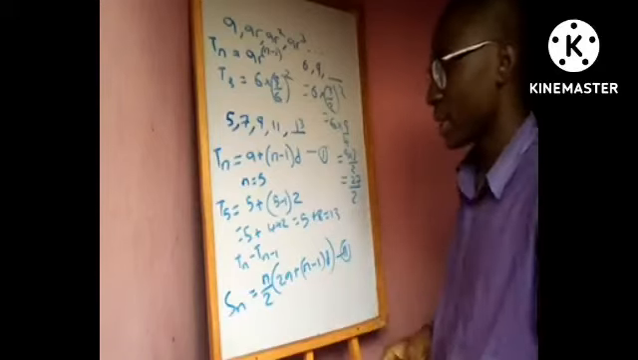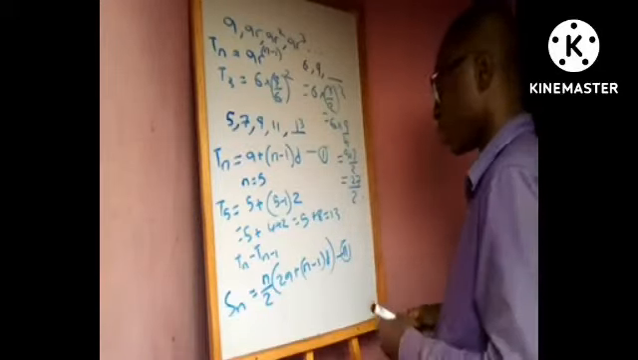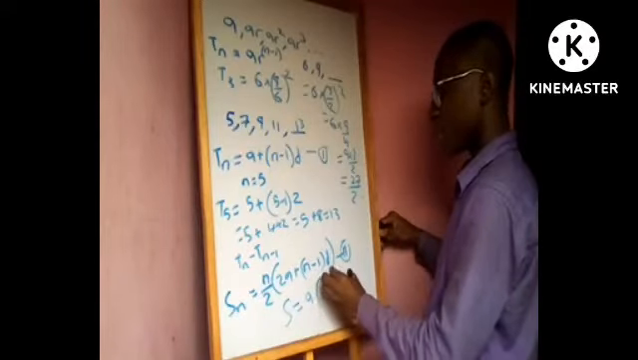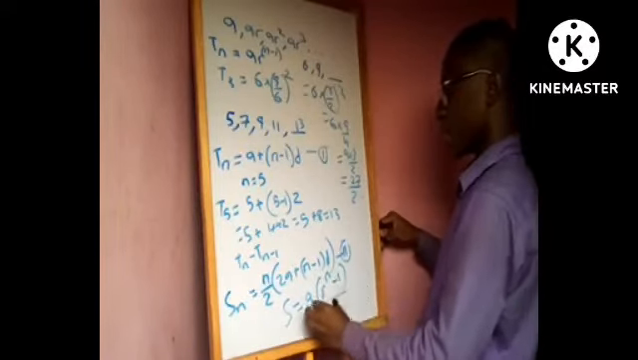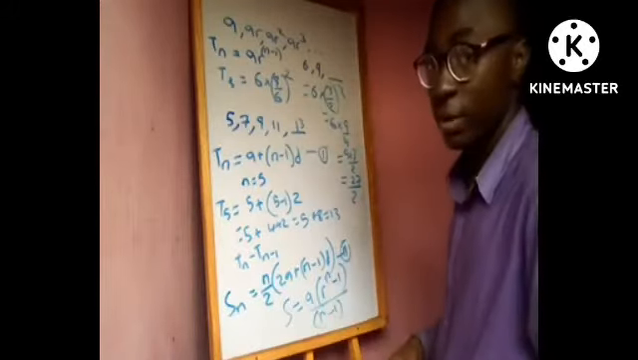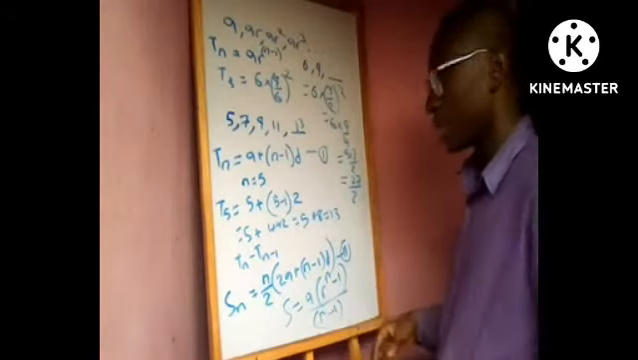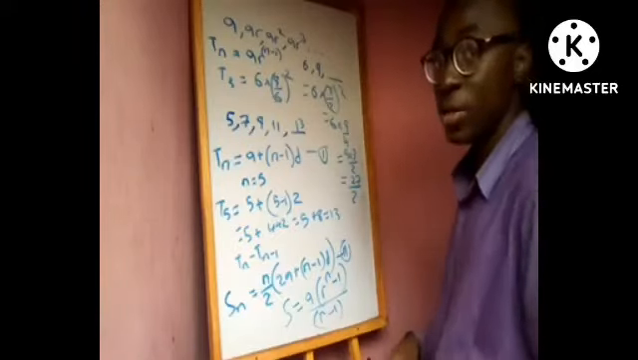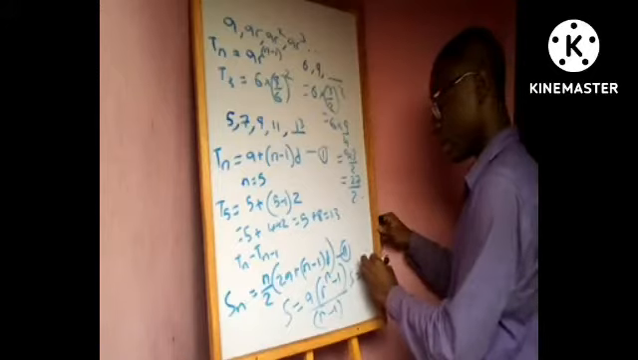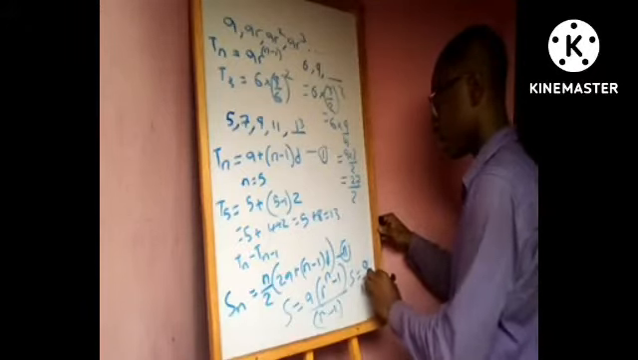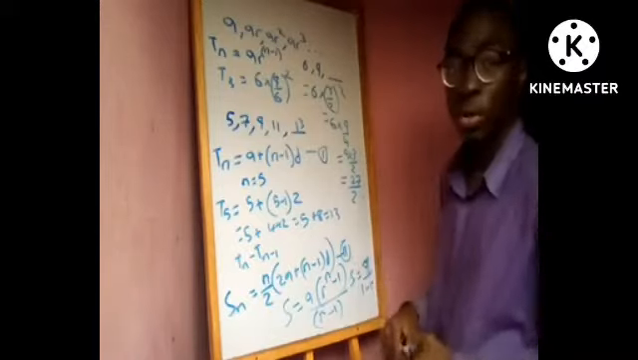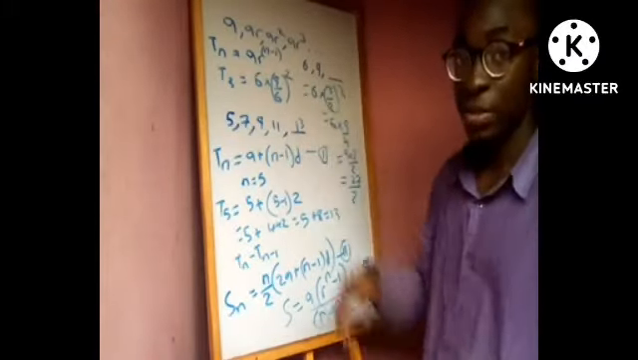So lastly, let's talk about the sum of terms in a geometric progression. The sum of them equals what? a open bracket r raised to the power of n minus 1 divided by r minus 1. So this is the general formula for looking for the sum of terms in the geometric progression. And then the sum to infinity is given by s equals a over 1 minus r. So sum to infinity is simply the sum till infinity of a geometric progression.